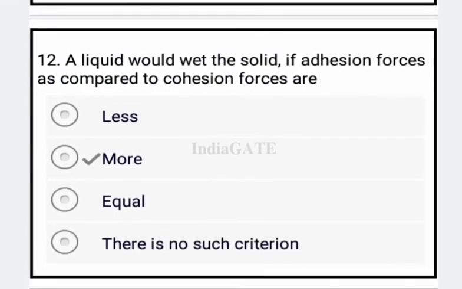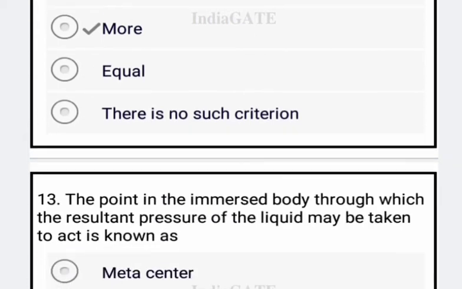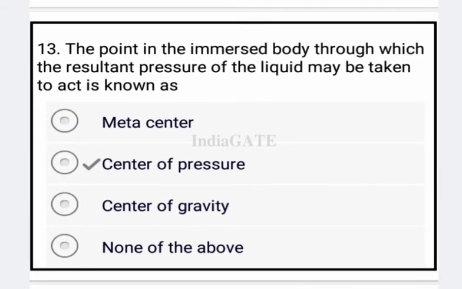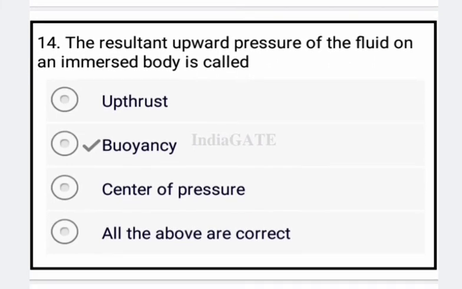Next question. A liquid would wet the solid if the adhesive forces as compared to the cohesive forces are. So the correct answer is option B, that is more. Next question. The point in the immersed body through which the resultant pressure of the liquid may be taken to act is known as. So the correct answer is option B, center of pressure. Next question. The resultant upward pressure of the fluid on the immersed body is called. So the correct answer is option B, that is buoyancy.